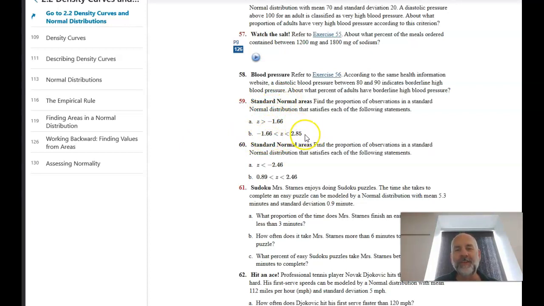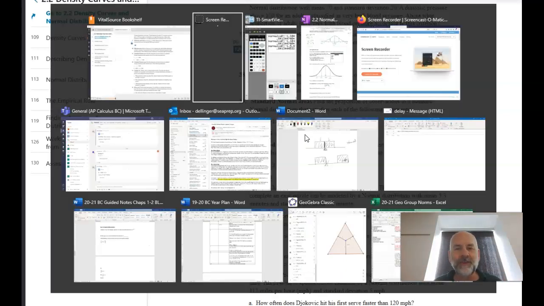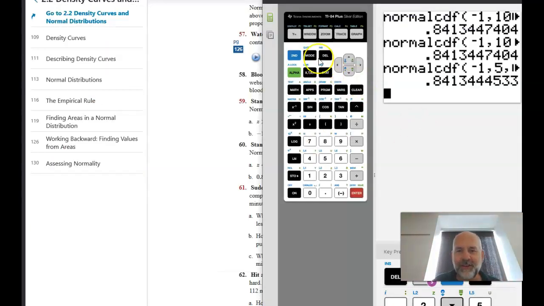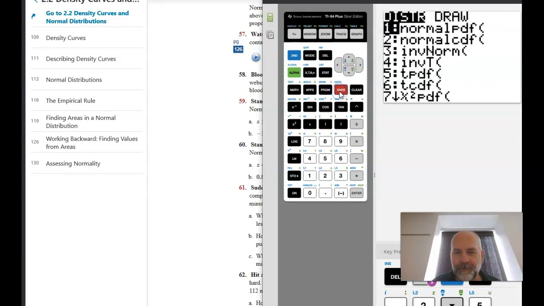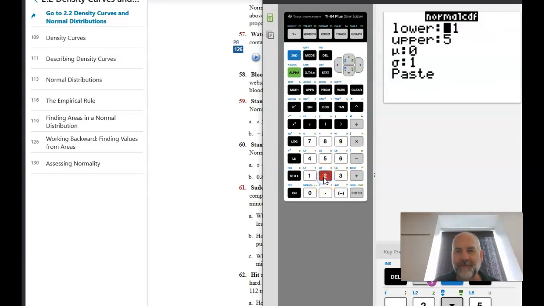Negative 1.66 to 2.85. What that means is it's 1.66 marks down and 2.85 marks up. All this is asking you to do is use normalcdf, and go from negative 1.66 to 2.85. That's all it's asking you to do. So it's exactly like what we were doing in class. It's just asked in a slightly different way. And so I just want to point that out in case that threw people off.